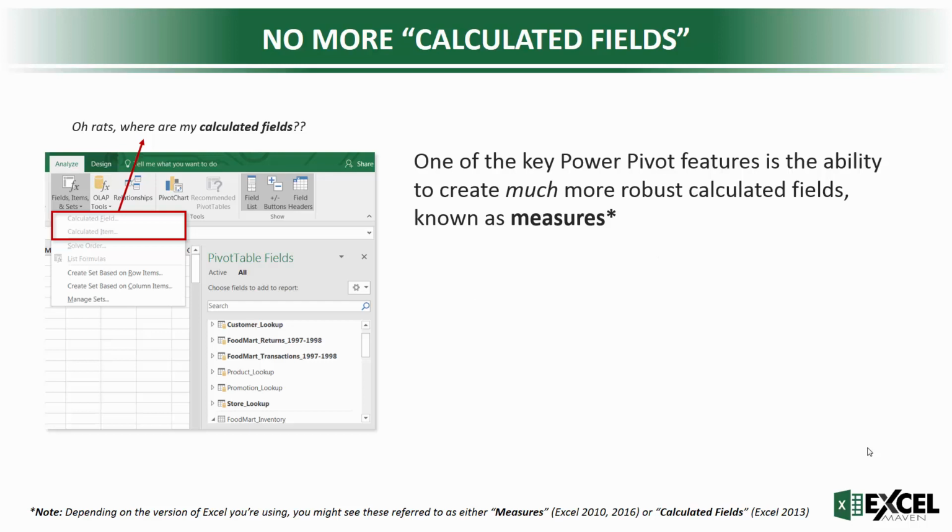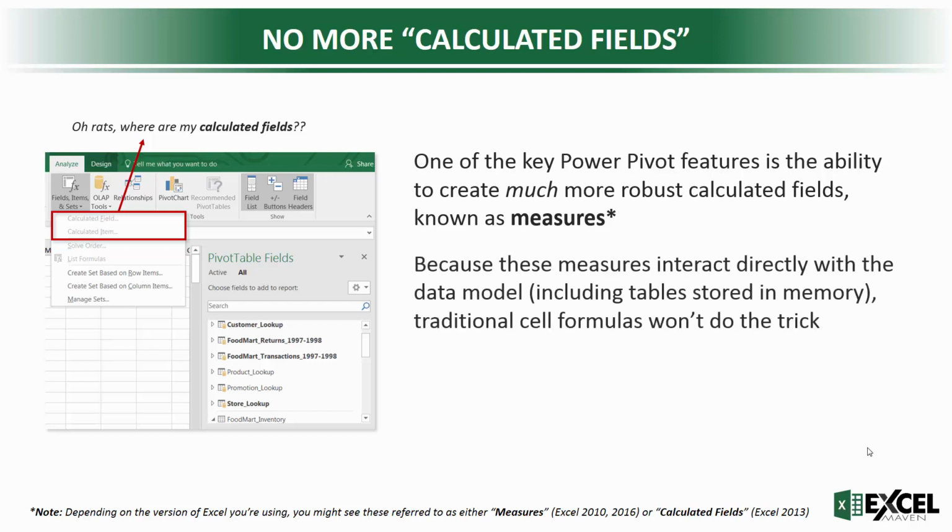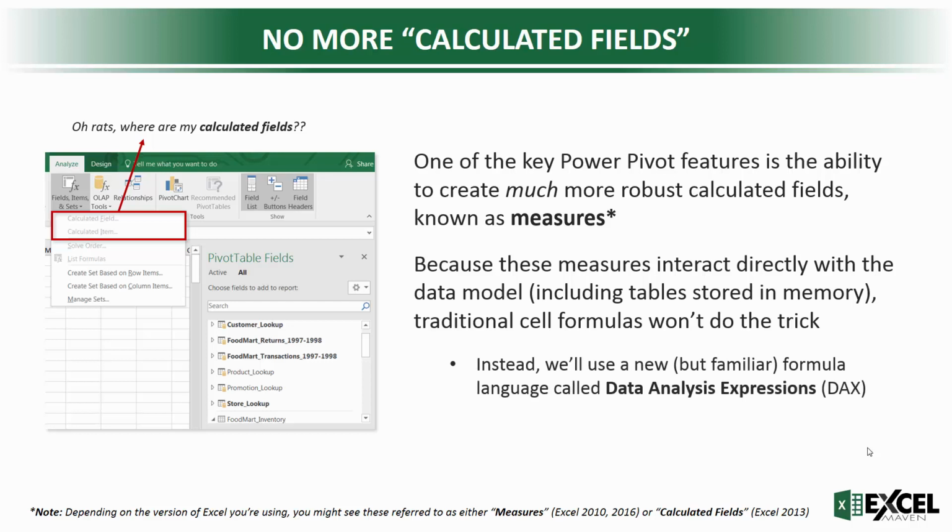So, because these measures and because this Power Pivot table interacts directly with the data model, normal cell formulas won't do the trick. So we can't use those A1 grid style cell formulas because we can't point to specific cells in our data model tables. So instead, we're going to learn how to use a new but familiar formula language called DAX, Data Analysis Expressions.